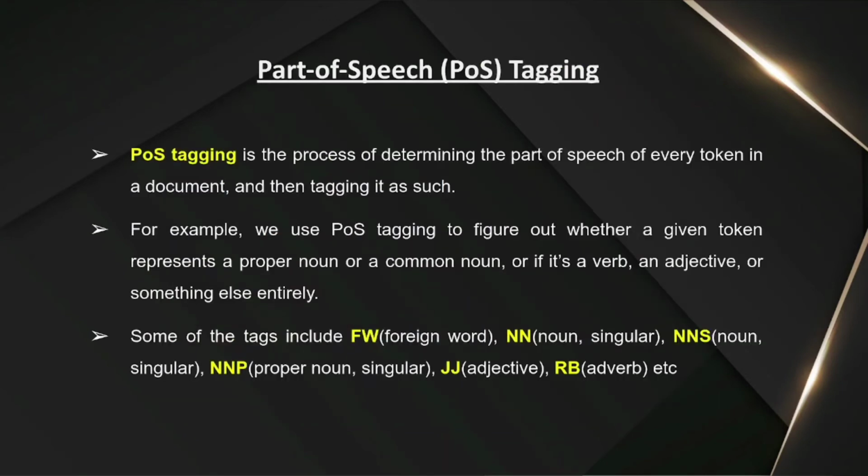The next step is part of speech tagging. POS tagging is the process of determining the part of speech of every token in a document and then tagging it as such. For example, we use POS tagging to figure out whether a given token represents a proper noun or a common noun, or if it's a verb, an adjective, or something else entirely. Some of the tags include FW for foreign word, NN noun singular, NNS for noun plural, NNP indicating proper noun singular, JJ for adjective, RB for adverb, etc.